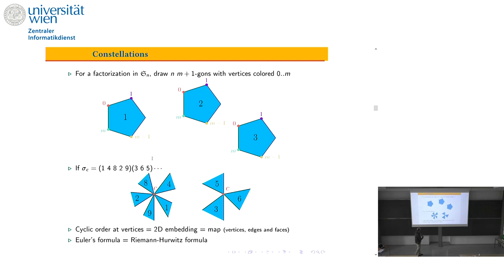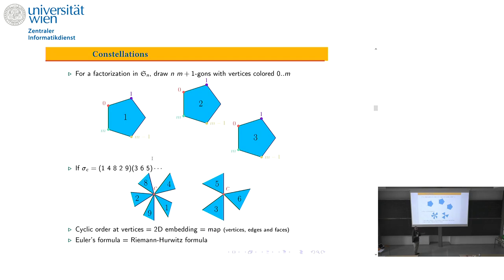If I'm in the symmetric group Sn, I'm going to draw n plus 1 gons, which usually we say are black, but for some reason they are blue here. And I'm going to color the vertices from 0 to m. I took three of them, and they're labeled. Now I'm going to glue them along their vertices, not their edges, along their vertices. I'm going to identify vertices which have the same color.